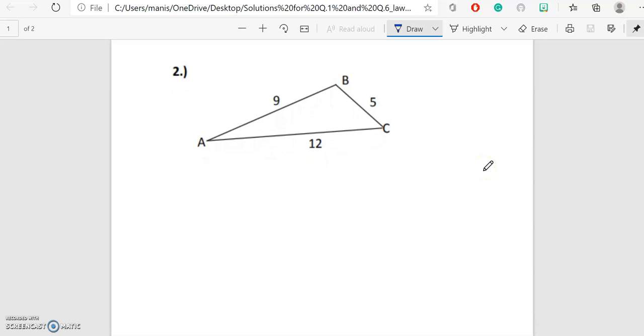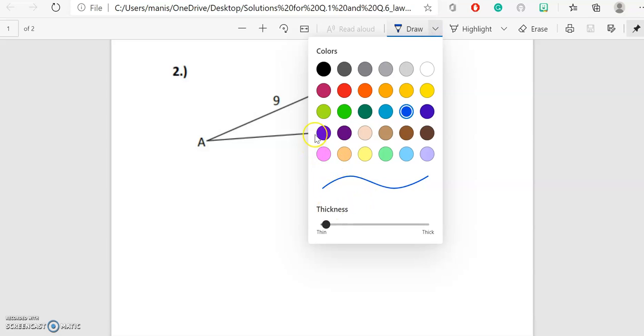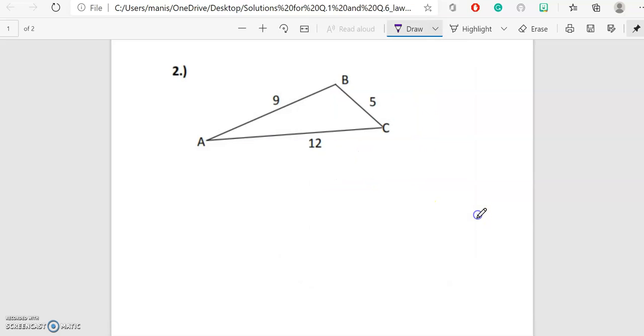Many of you reached out to me that you needed some help with today's worksheet. This is your question number 2 from today's homework, and I will do question number 6 also for you. So please watch the entire video, understand, and then you will copy the solution on your homework sheet, and you can send it to me.